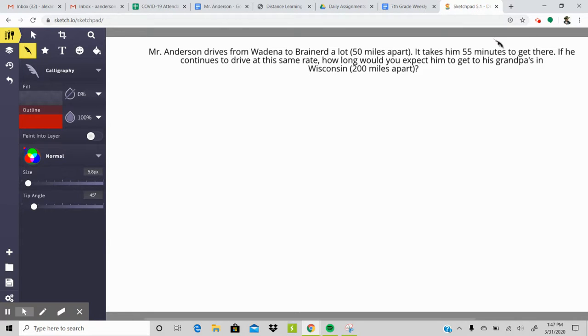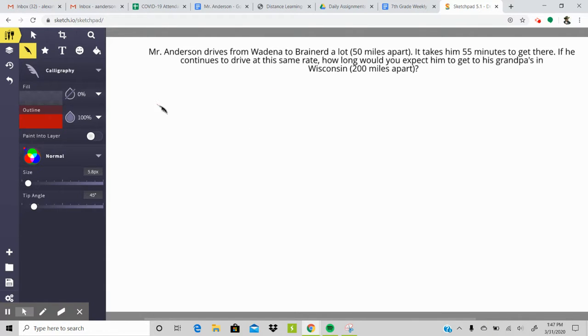So if the rate's staying the same, that means it is going to be a proportional problem. I can solve this two different ways: I could go miles per minute or minutes per mile. I would still get the same answer regardless, but I'm going to go miles per minute.